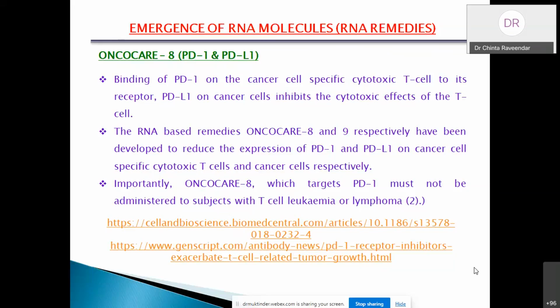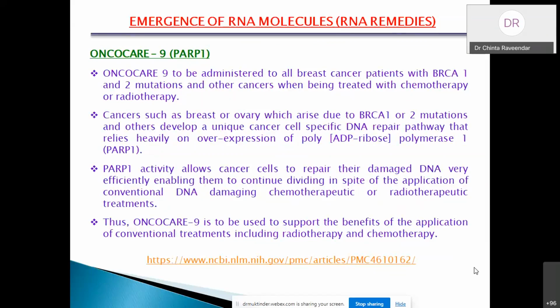Okay. Next, let me finally come to the final molecule that we named OncoCare 9, the PARP1 gene. This OncoCare 9 is to be administered to all breast cancer patients with BRCA1 and BRCA2 mutations.